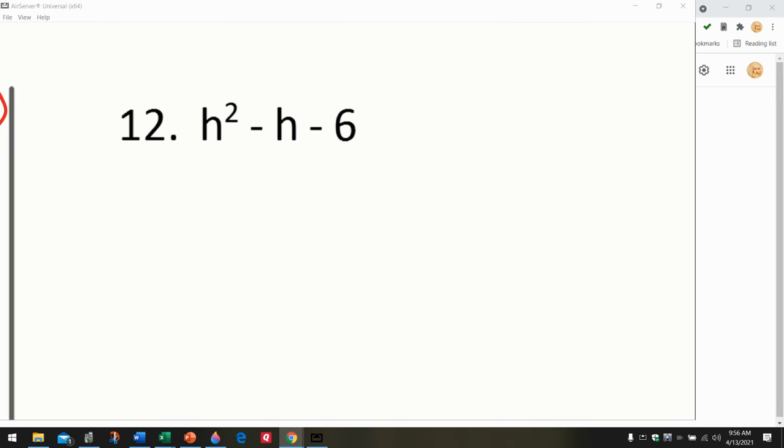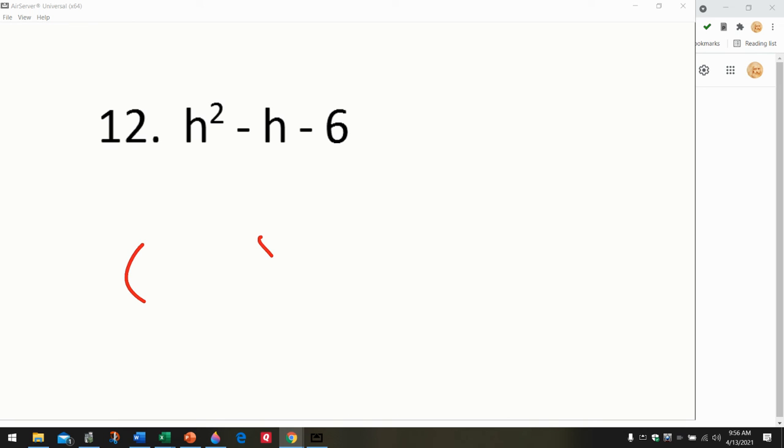Last one, we have a double negative, once again. So one will be a plus, one will be a minus. Two numbers need to add to be negative 1, and they need to multiply to be negative 6. So we have 1 and 6, or 2 and 3. Now, multiplying to be negative 6 means one has to be negative and one has to be positive, but they also have to add to be negative 1.